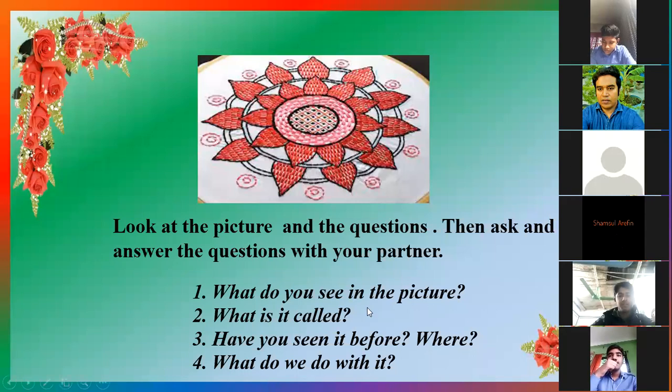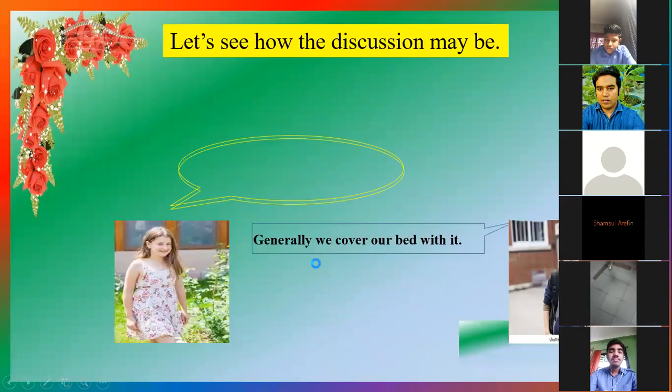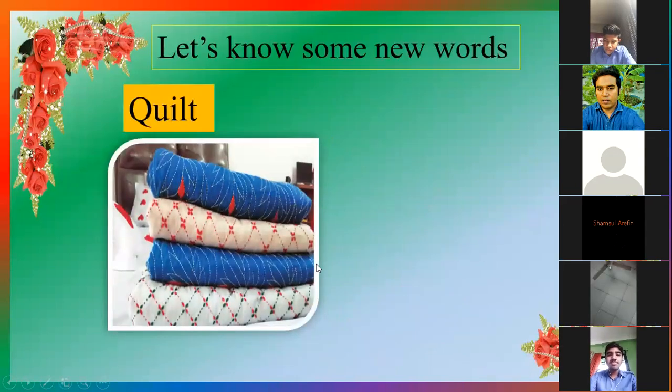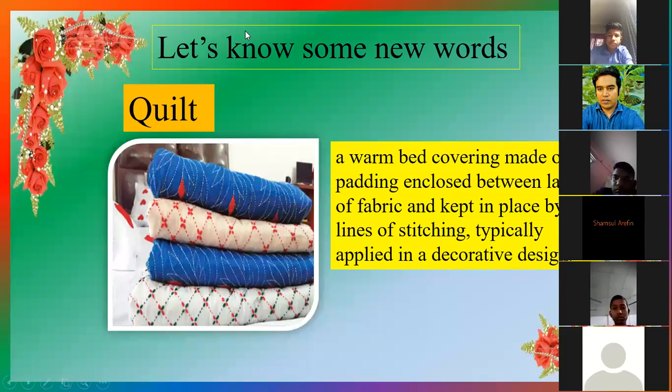Okay, nobody else. So we will start from the word meaning. Start writing, everybody. The first word, quilt. Quilt means katha or lace. And this is the explanation for quilt: a warm bed covering made of padding enclosed between layers of fabric and kept in place by lines of stitching, typically applied in a decorative design.